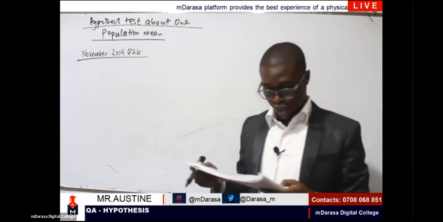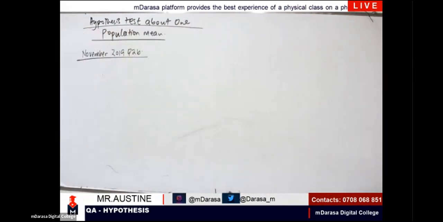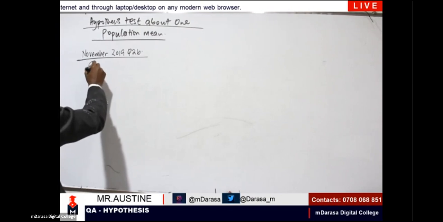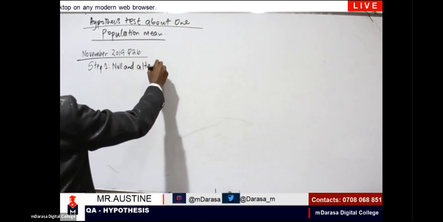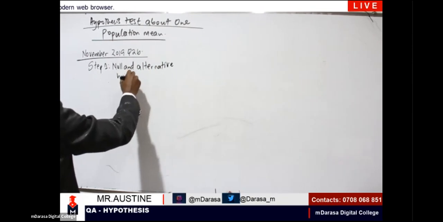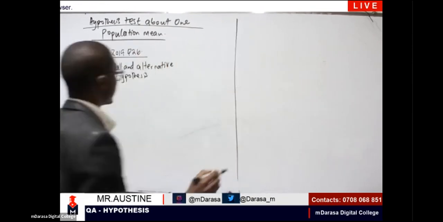So for the plant to be accepted, we have the mean reflectometer should be 19.5 and above. So what will happen here is that we start with the steps of hypothesis testing. Step 1 is the null and alternative hypothesis.